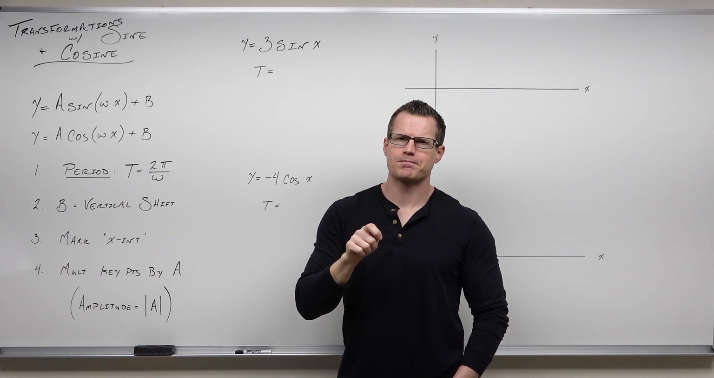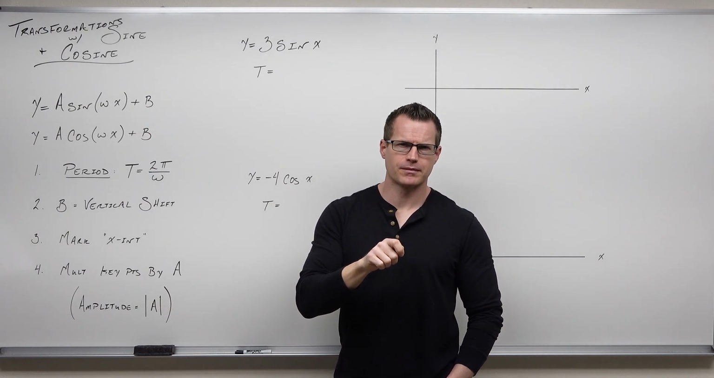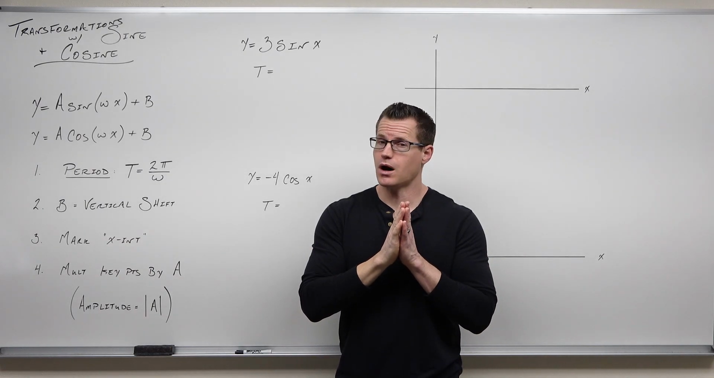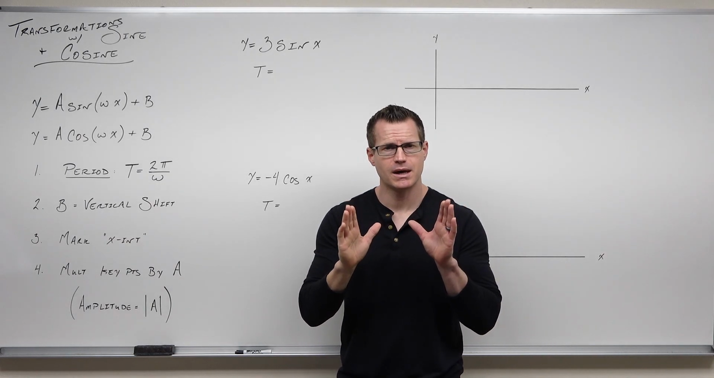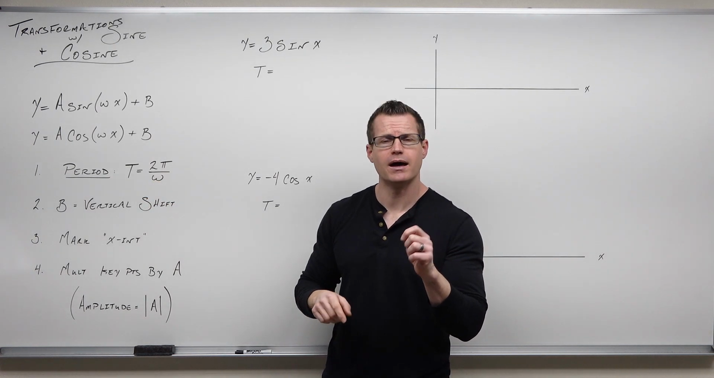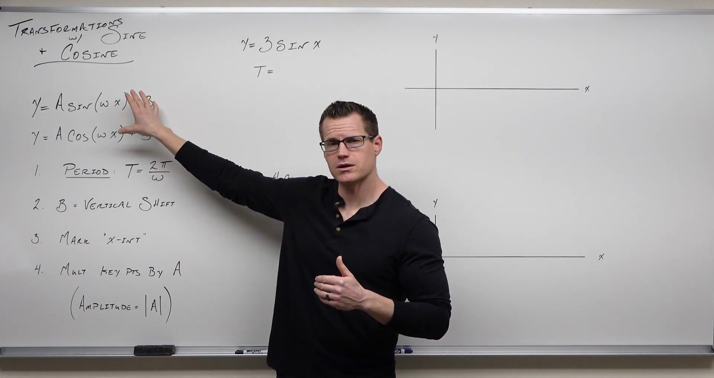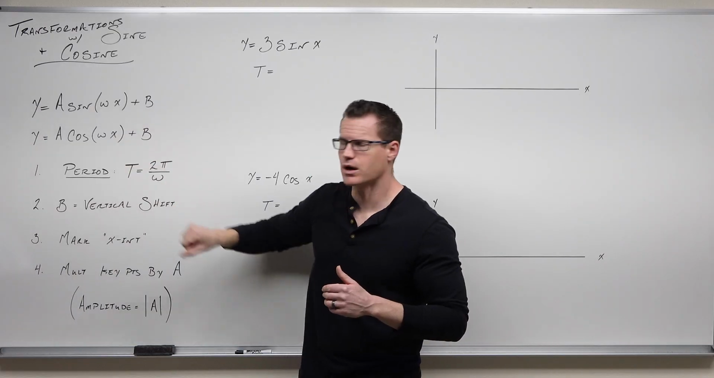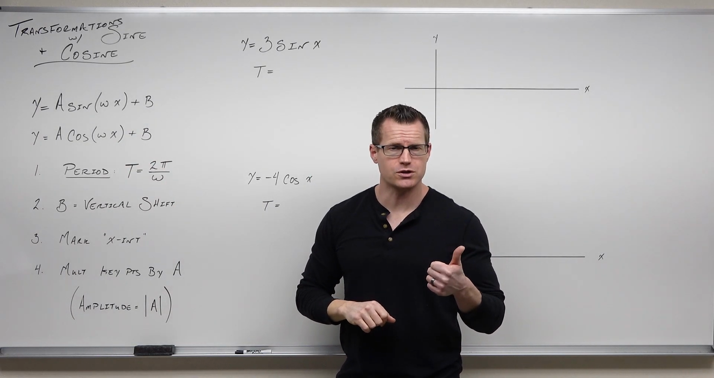Now, think about this. What would it be for tangent? Tangent has a period of not 2 pi, but pi. And so for tangent we'd have pi over omega. So please be clear that this period is for sine and cosine, which is why I have it right here under that. We're going to find our period first.